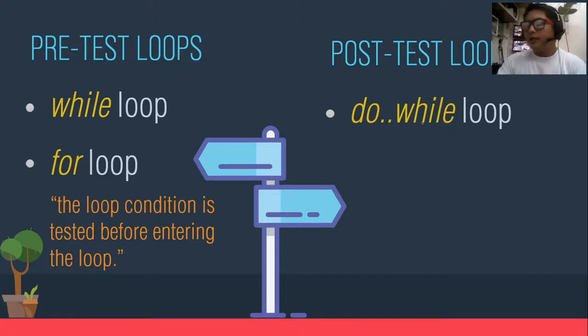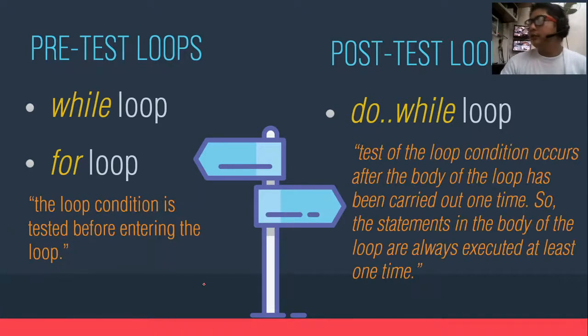Now, how about do while? In do while, the test of the loop condition occurs after the body of the loop is carried out or executed. So, the statements in the body of the loop are always executed at least 1 time. Okay? So, let's illustrate again with an example.